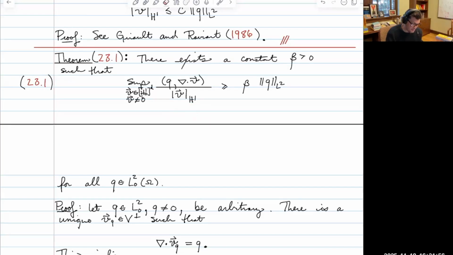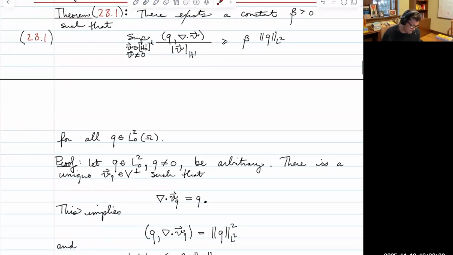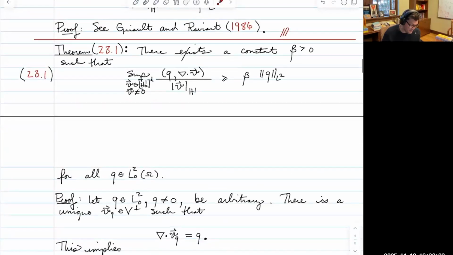If I take the supremum of all the quotients that I can form of this type, as long as V is not equal to 0, then this is always going to be greater than some constant, which is independent of Q, times the L2 norm of Q. So this is what we want to prove, this very strange, very weird thing, which is going to prove to be useful for us in the analysis that we do below. Don't worry so much about what this means. We're going to see how it's useful, and the utility of this object is going to give meaning to it.